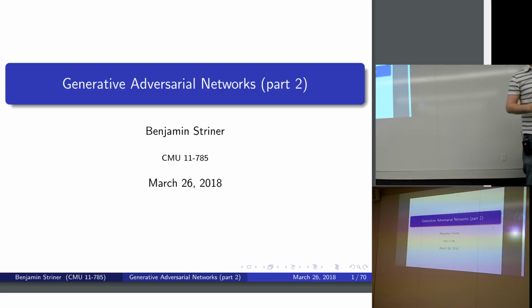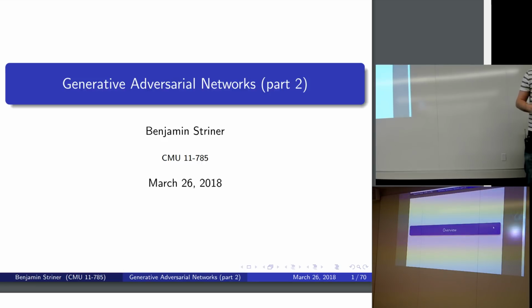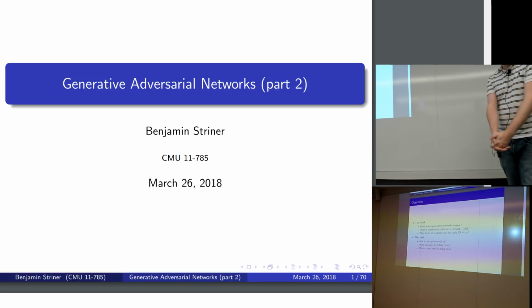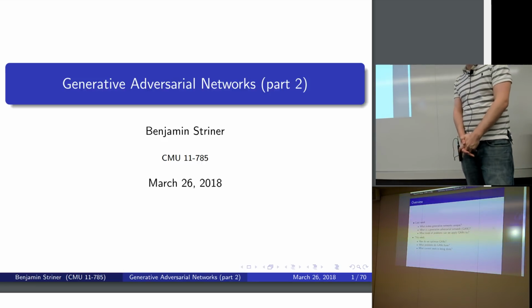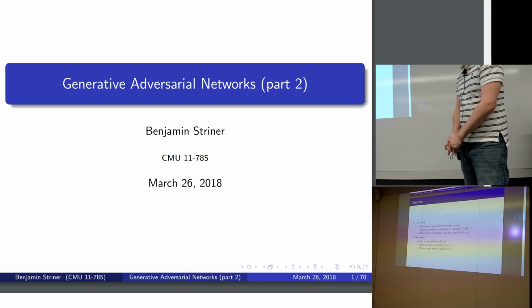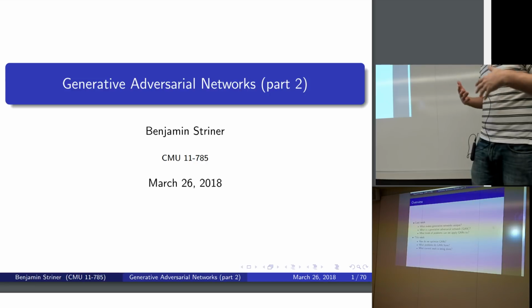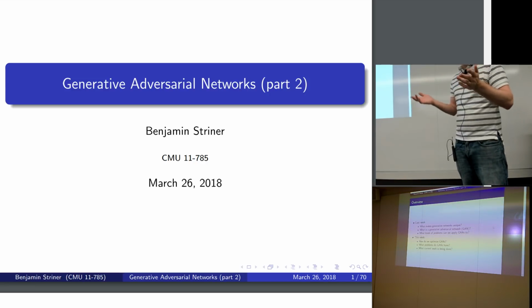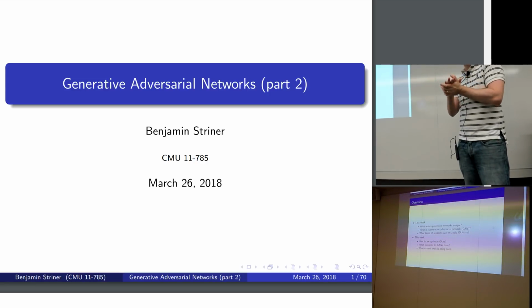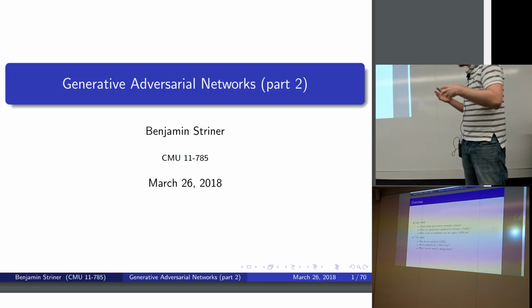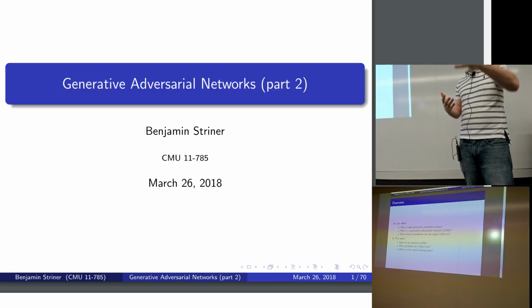Okay, so for part 2 of generative adversarial networks, we're going to start with a little bit of a recap and an overview of what we talked about last time. Last week we introduced GANs, what makes them unique, what they are, what you can do with them. And this week we're going to talk in a little more detail about how they actually work, how we optimize them, and all of their optimization issues.